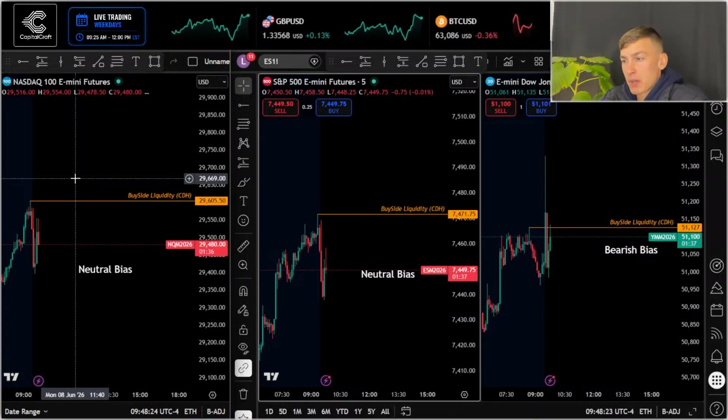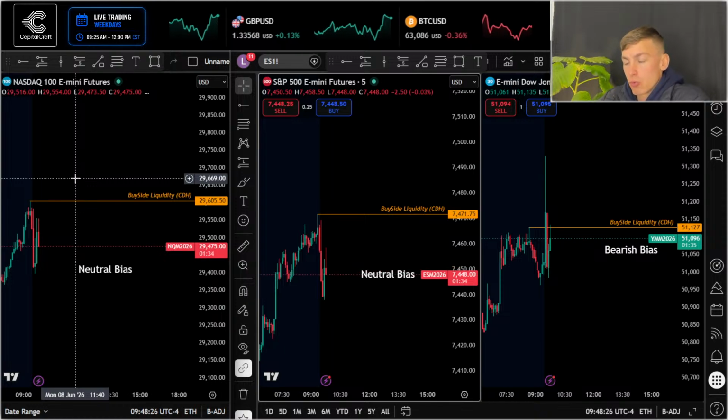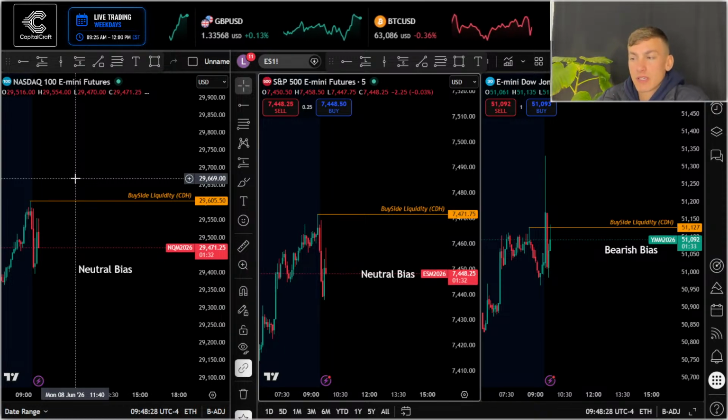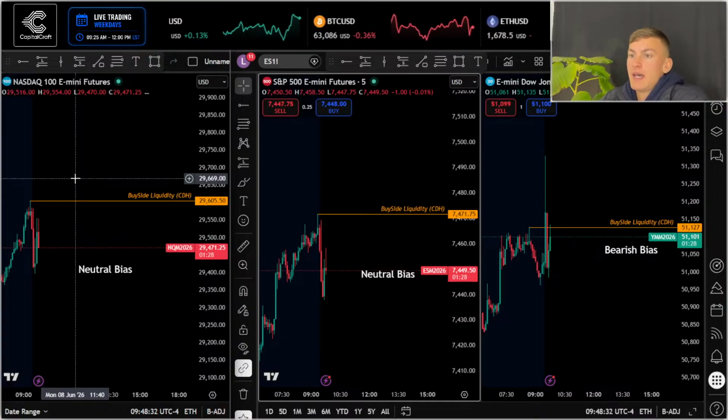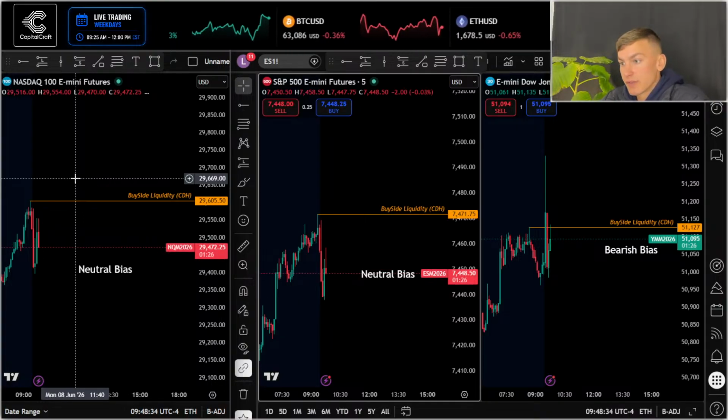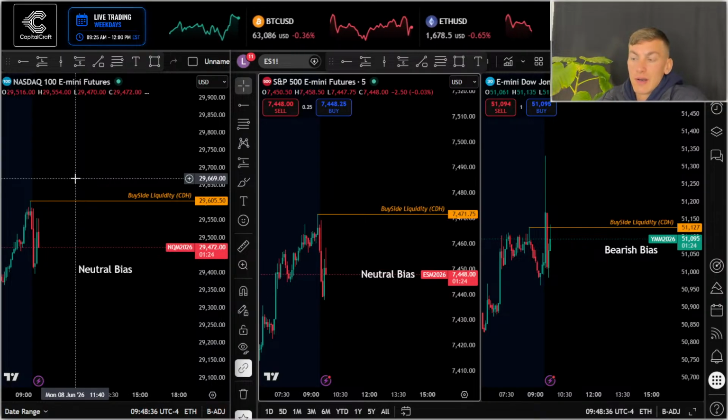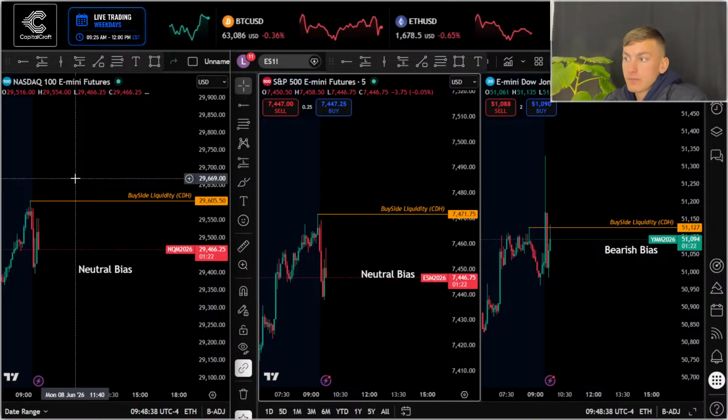Does price pick up volatility? Does it raid the previous liquidity that is resting above those specific highs in the form of buy side? And this to me is a significant zone because it's formed our current day high.